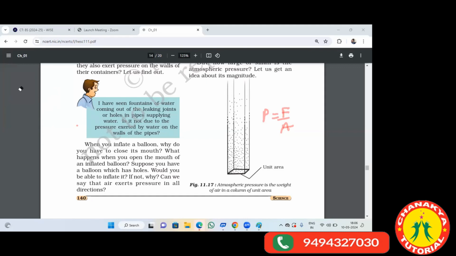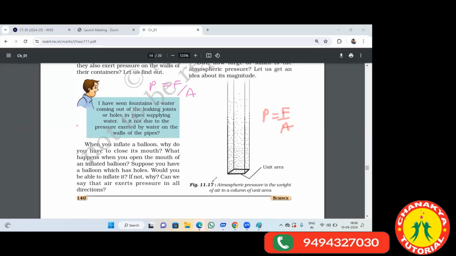Okay. So let's see again. As we can see, you will experience a pressure whenever you have a force. If you have a force experienced per unit area, that we call the pressure. Whenever you have any object, suppose you are pressing any object, applying a force on it, that object will experience a pressure, right?